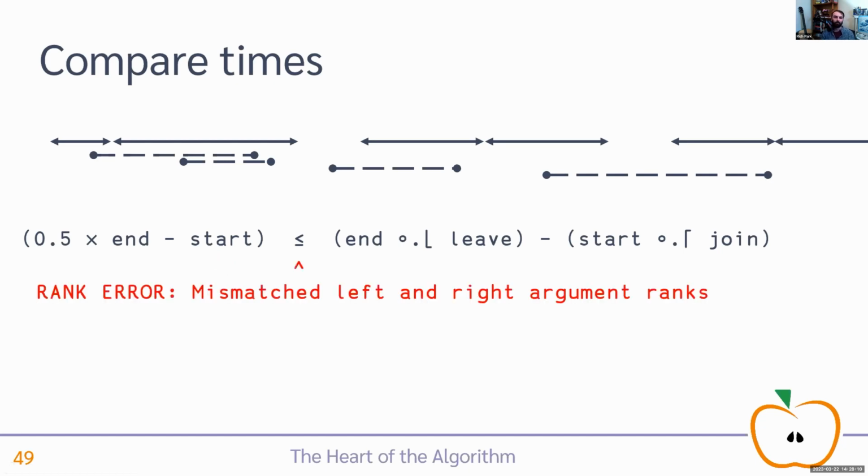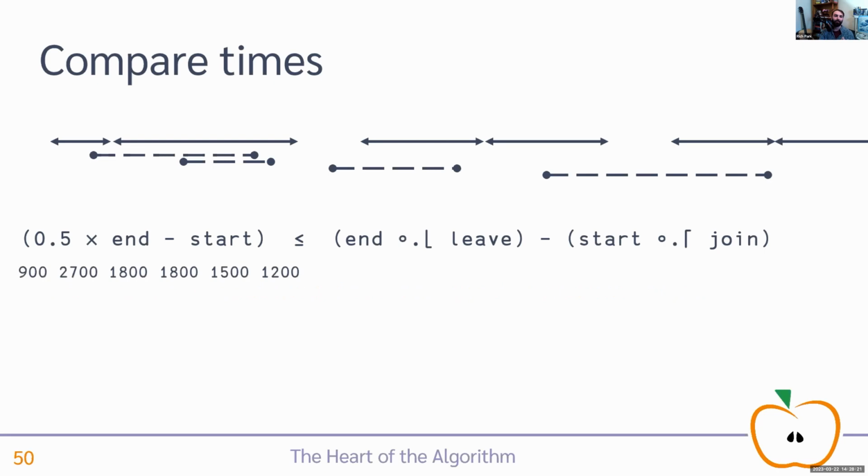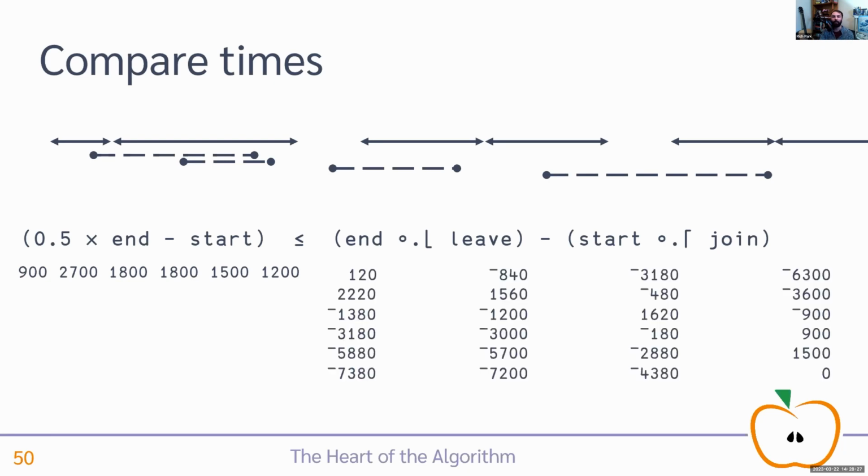And that's literally it, except for this rank error, because we have different rank arrays as arguments to less than or equal to. We have a rank 1 array, a list of session durations, and we have a rank 2 array, a matrix of overlap times. And so we're not able to match those up with less than or equal to directly, like we were able to with the subtraction.